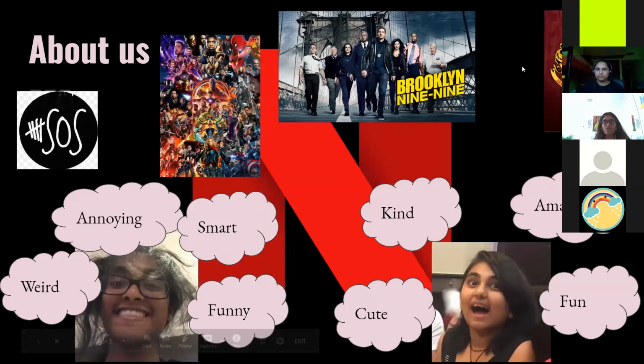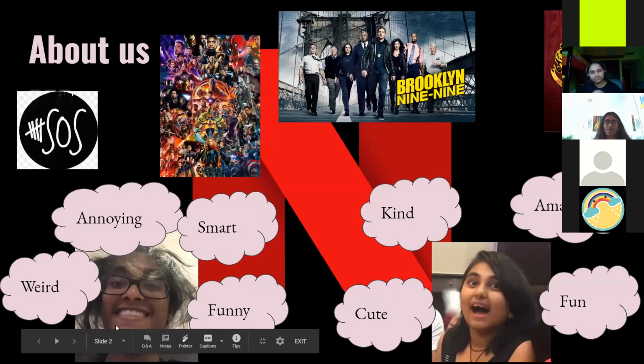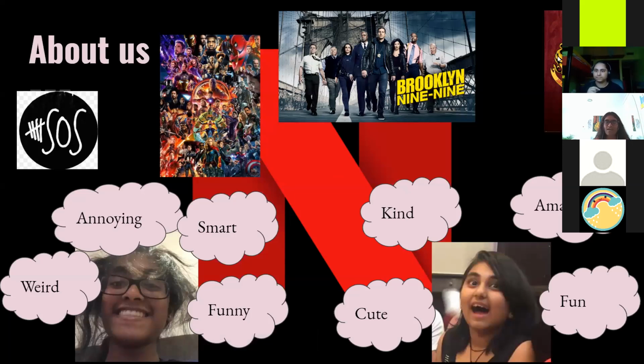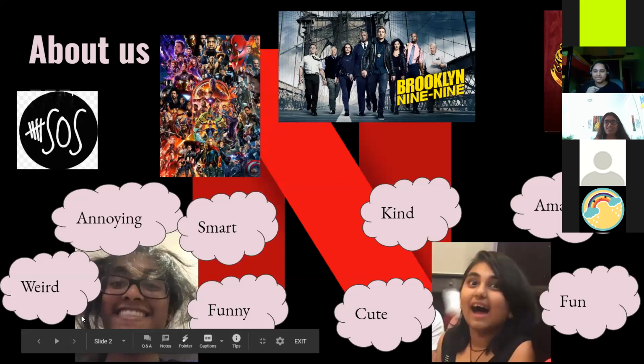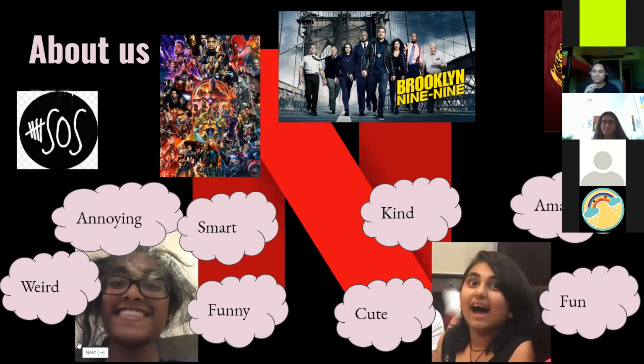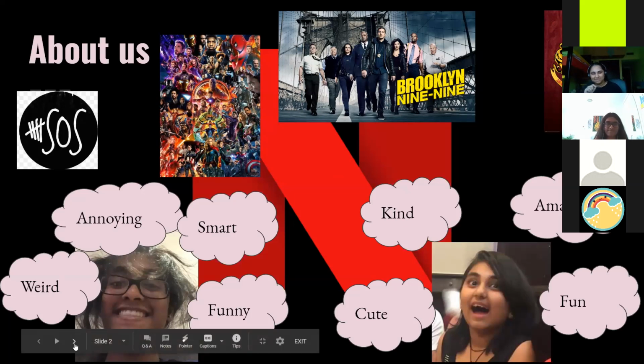For those of you who don't know me and Chandni, I'm Ananya Dandi. Four words you can use to describe me are weird, funny, smart, and annoying. My interests are all the pictures I've sprinkled on the slide. Chandni and I are really good friends. We're in the same school, same class, and took the same stream, PCMC. I'm Chandni, the one on the right. Four words to describe me would be kind, cute, amazing, and fun. Most of my interests are the same as Ananya's. So here we go.